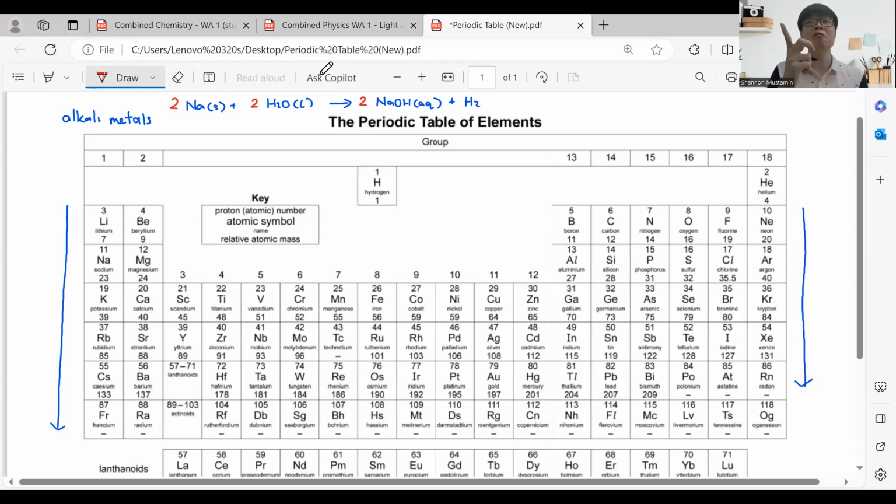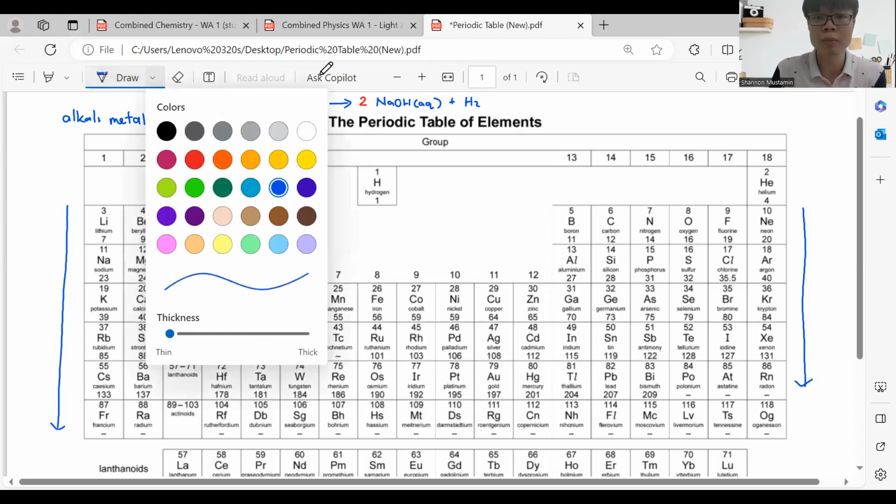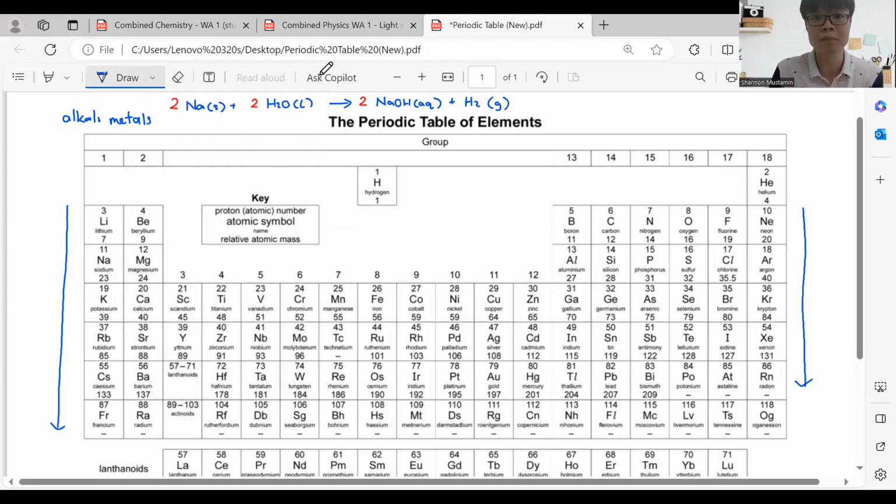This one overlaps with your reactivity series chapter, if you all have learned it already. Metals react with water to form metal hydroxide and hydrogen gas. That's actually an overlap for your equation. In your periodic table chapter, you also learn alkaline metals react with water to form alkalis and hydrogen gas. Hydrogen gas will be in gaseous state.